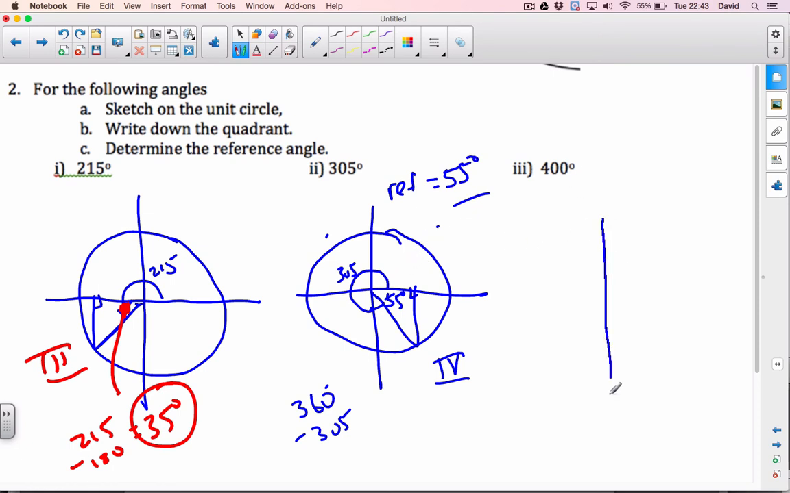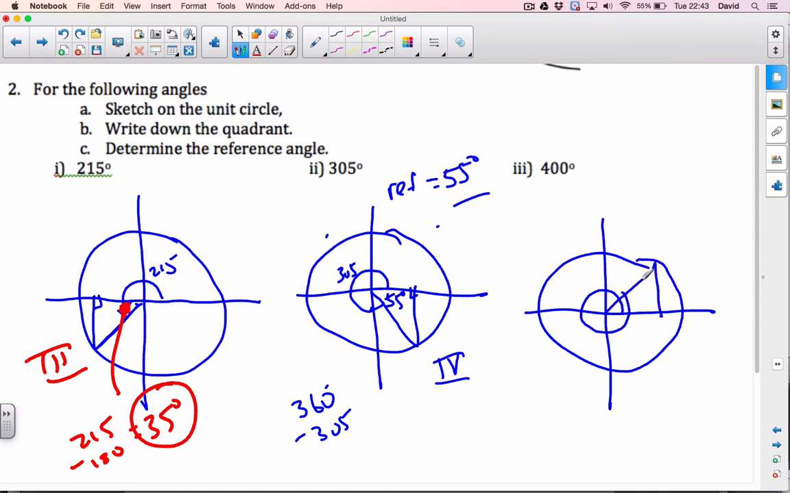Okay, and then finally 400. Well, I know here is 360, and if I go a little bit further, I hit 400. And so there's 400. It's in the 1st quadrant, and this angle is 40, because 360 plus 40 is 400. So my reference angle equals 40.